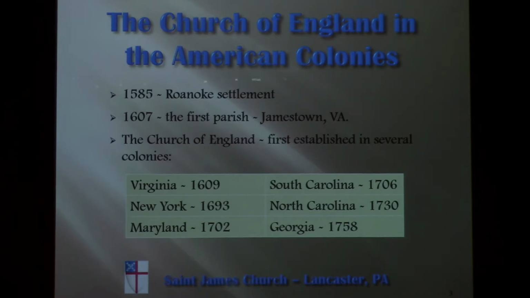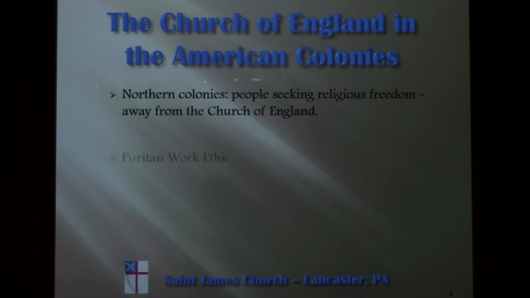Well, perhaps the way the land was acquired. Except for New York, these are all southern colonies. And why would that be? Well, who came to the northern colonies? Puritans. The Puritans, actually the separatists, who wanted to separate from the Church of England. So the northern colonies were settled first by people seeking freedom away from the Church of England.